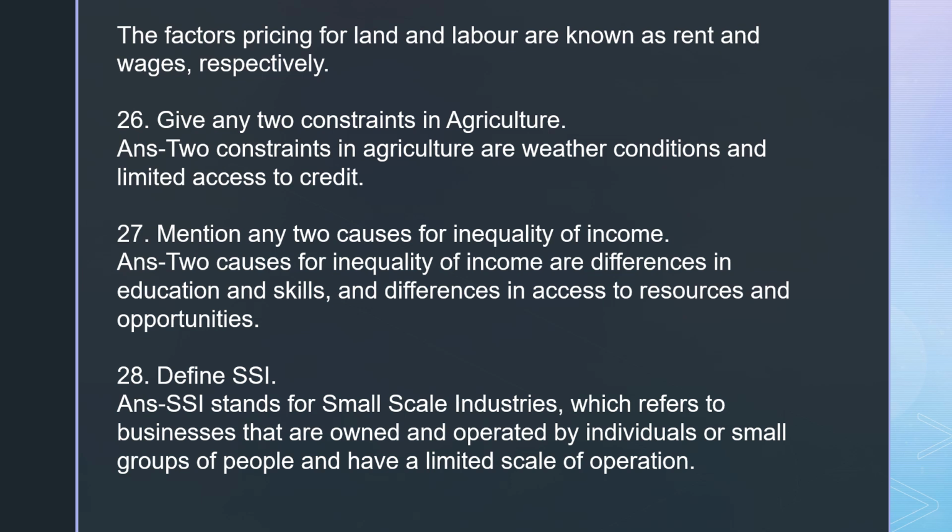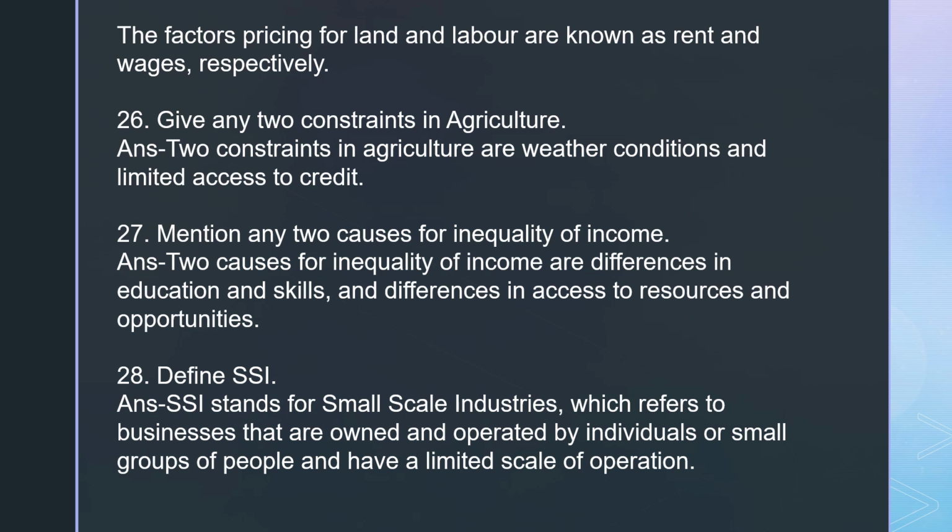26. Give any two constraints in agriculture. Two constraints in agriculture are weather conditions and limited access to credit. 27. Mention any two causes for inequality of income. Two causes for inequality of income are differences in education and skills, and differences in access to resources and opportunities.